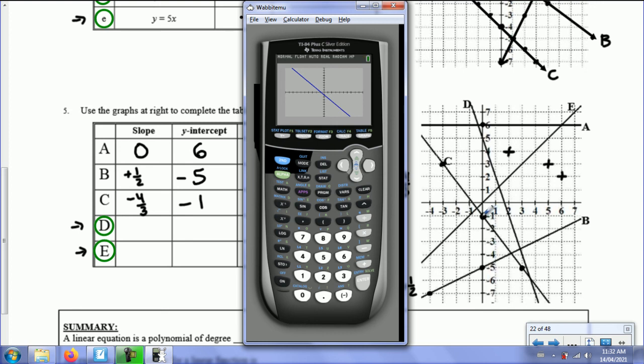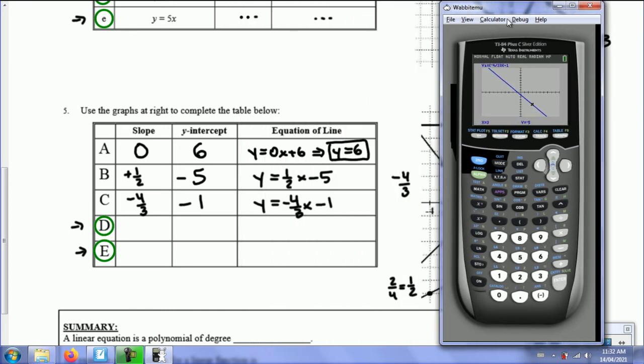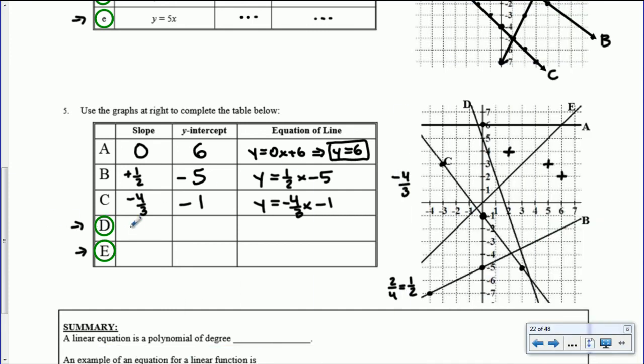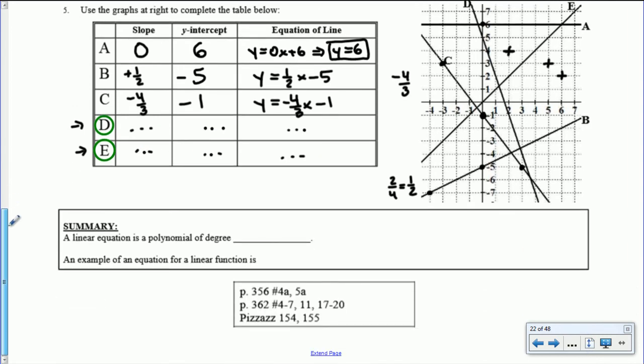It should go through 0, -1. I can check that by going calc value when x is 0. Okay, so 0, -1 works. Let's see if it goes through 3, -5 as well. So second calc value when x is 3, 3, -5. Okay, so we're good. Okay, I'll get you to do D and E here, and we'll just do a quick summary.